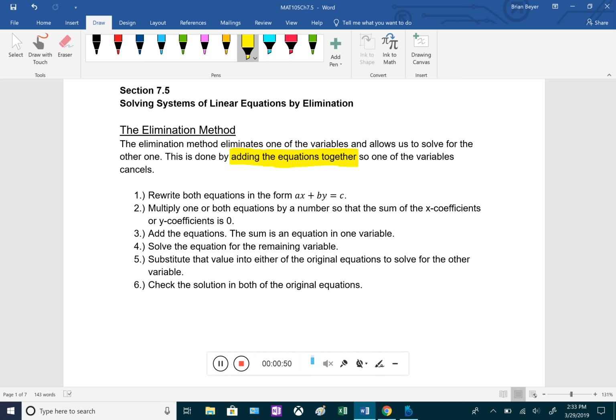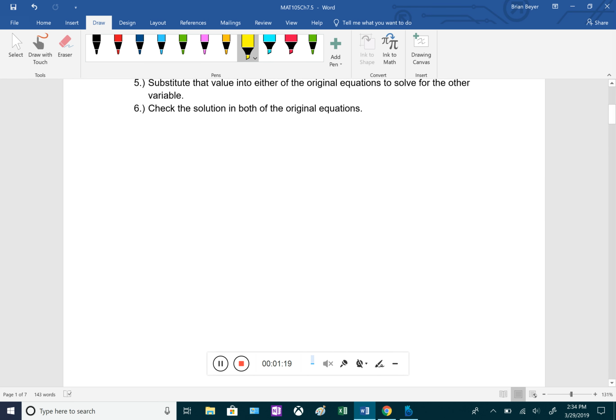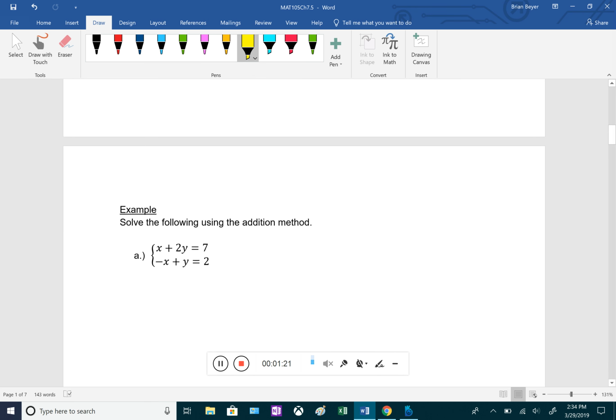We may need to multiply one equation or both equations by a number, so that the sum of the coefficients on a variable equals 0 and they cancel out. Once you do that and add them together, you have an equation remaining with one variable in it. We solve that equation for the remaining variable, and then substitute that value back into one of the original equations to solve for the other one. So let's do an example here to see what we mean.